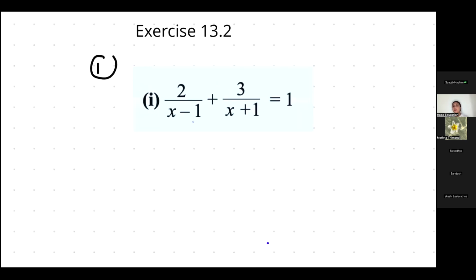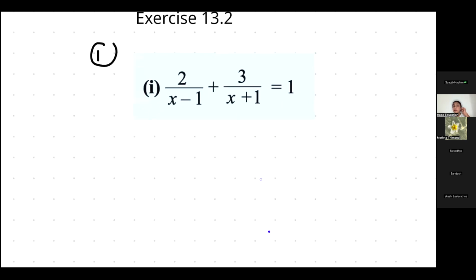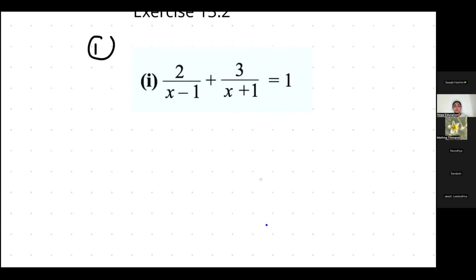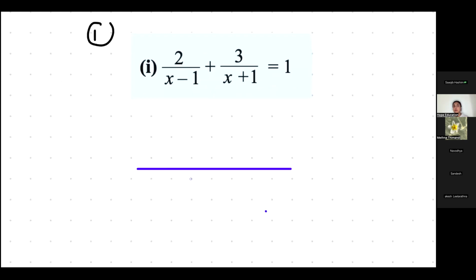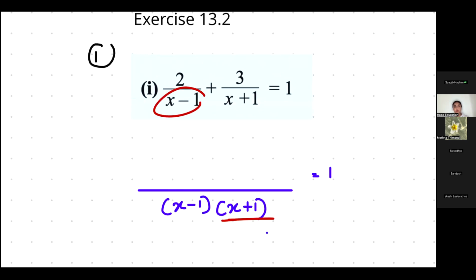Now we have two algebraic fractions in this equation, so we are going to get the common denominator. The common denominator is the LCM of these two. So the LCM is x minus 1, x plus 1. This one has x minus 1 but no x plus 1, so I will multiply this by x plus 1. Then I have to do the same to the numerator. So the numerator also is multiplied by x plus 1.